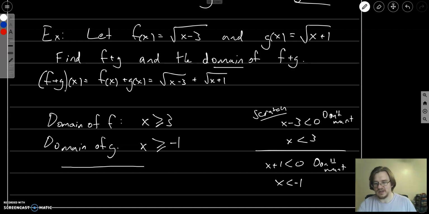So if I draw my number line here, we've got 0, negative 1, 1, 2, 3. The domain of f, I can only plug things into f that are greater than or equal to 3.